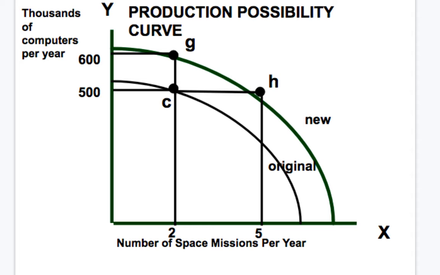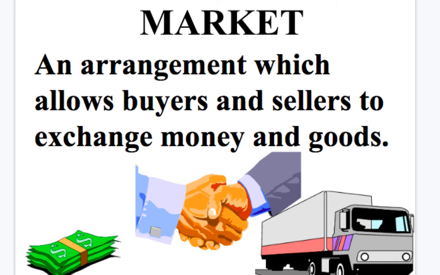Some other things to discuss when we're looking at the way things are changing is the idea of a marketplace. A marketplace is an arrangement which allows buyers and sellers to exchange money and goods. You look at it from the area of where do we see things, where do we buy it, not so much as a shopping market, but as an area where we can buy or exchange.